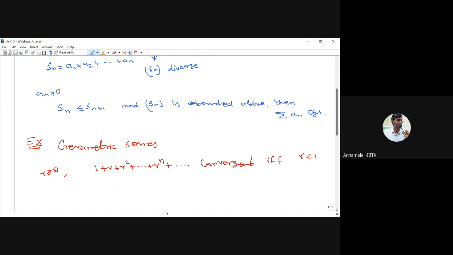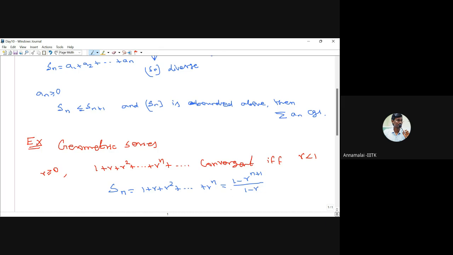If you take r equal to 1, what will happen? If you substitute r equal to 1, the series becomes 1 plus 1 plus 1, and so on. The sum is not a finite value. Therefore, if r equal to 1, the series diverges. But if r is less than 1, the series converges. Why does this series converge? What is the partial sum? The partial sum Sn is nothing but the sum of the first n terms, 1 plus r plus etc. plus r power n. And we know that the value of this is 1 minus r power n plus 1 by 1 minus r. We already proved this.